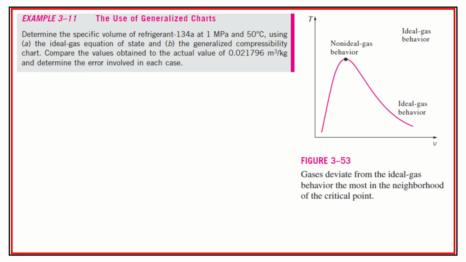All right, we're into the bonus examples. These are examples from the textbook Cengel, and very similar to the one we did out of Borgnakke. I can't remember how to pronounce it. Anyway, we have to determine the specific volume of refrigerant 134a at 1 megapascal and 50 degrees Celsius using the ideal gas equation of state and the generalized compressibility chart, and compare with the actual value of 0.021796 cubic meters per kilogram. All right, sure, we'll do that.